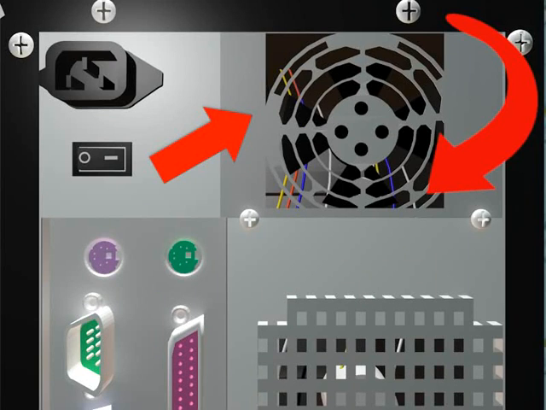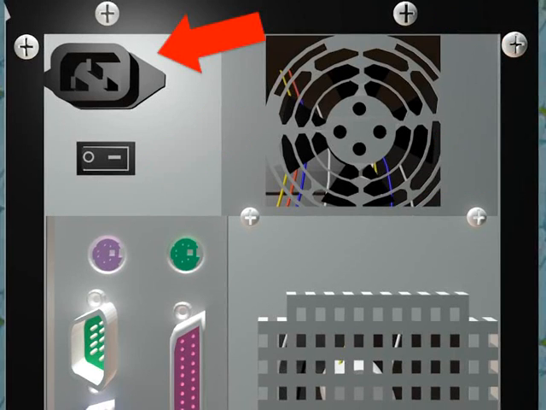This is the case cooling fan. It keeps the temperature of the CPU normal and prevents overheating. Power supply unit, also called PSU, supplies power to the computer.